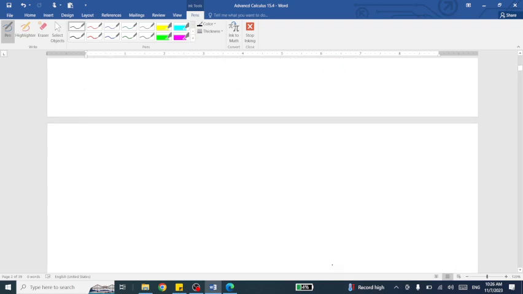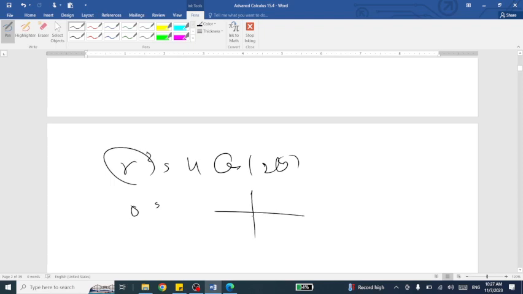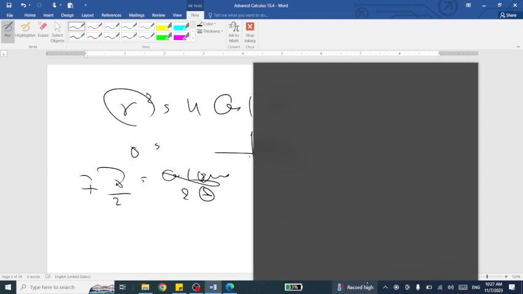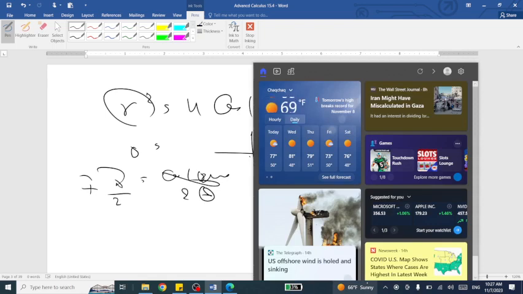So, cosine 2 theta equal to 0, so 2 theta equals plus minus pi over 2. Really? Good.